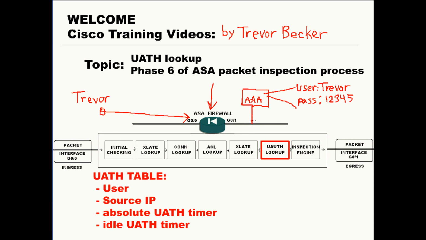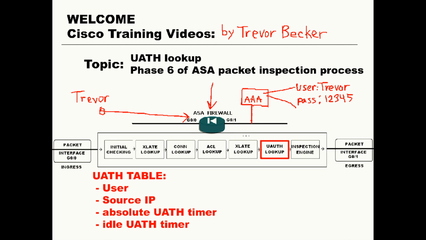The ASA firewall keeps a table of all authenticated users and their authentication attributes. This table is called a UAUTH table. Within the UAUTH table, each authenticated user is recorded, along with other parameters such as their source IP address, the absolute timeout value, the inactivity timeout value, and the authorization access list if there is one.